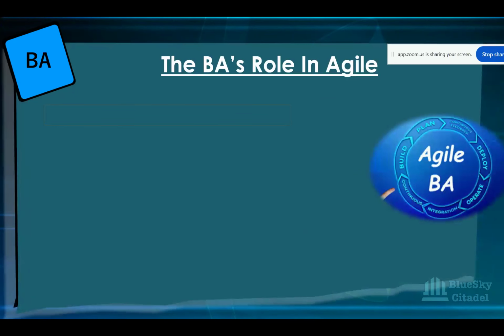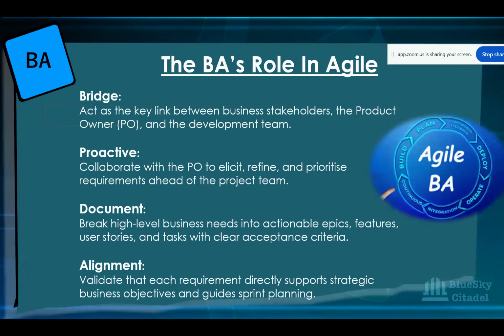All right, so the BA's role in agile is, you keep hearing us say that the business analyst is the bridge between the business stakeholders and the product owner and the development team, right? So as a BA, because you're the link between all these very important stakeholders that are critical, vital to the success of the project, you have to be collaborative. You have to learn how to collaborate with all these people. That's why relationship building is so important.